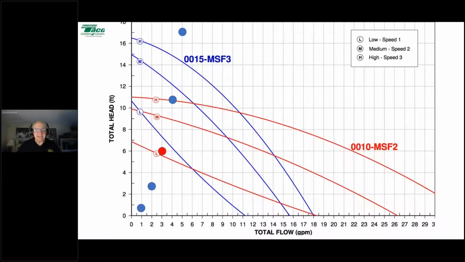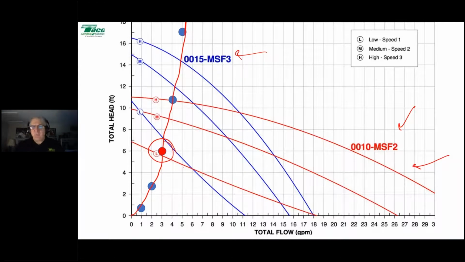This is the Taco 0015 3-speed residential circulator and the 0010 3-speed residential circulator. You see the 0010 is a flat curve circulator, high flow, low head. The 0015 is like many others that are common in the industry, the Grundfos 1558, the B&G NRF 22, etc. All very similar in terms of performance. As you can see, we plotted out our system curve. We connect the dots, and we see where we intersect.